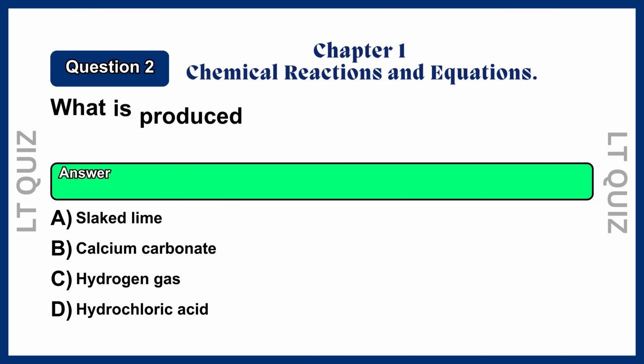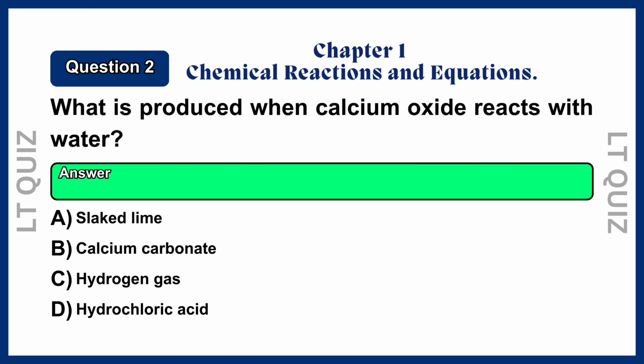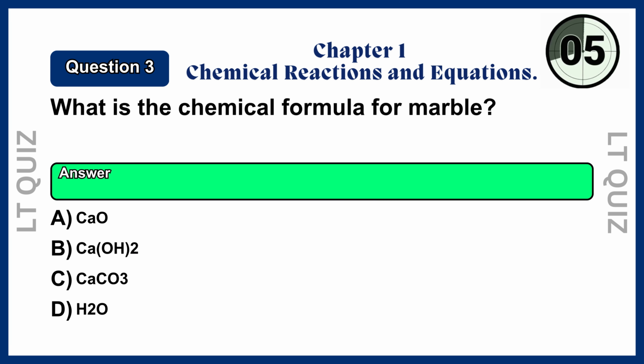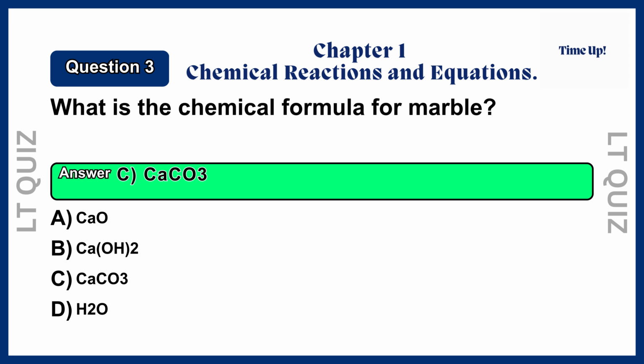What is produced when calcium oxide reacts with water? The correct answer is option A, slaked lime. What is the chemical formula for marble? The correct answer is option C.